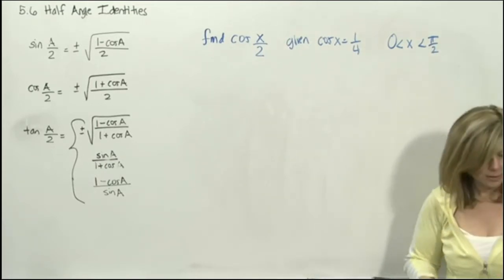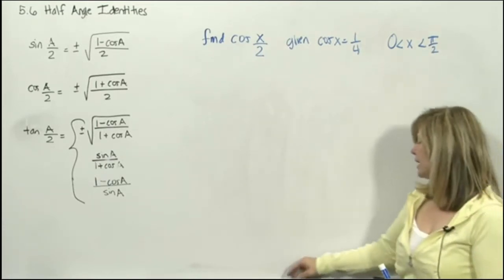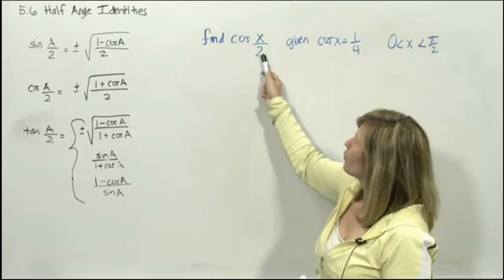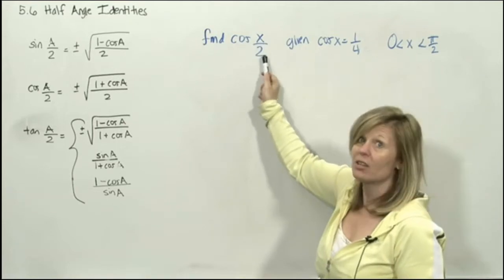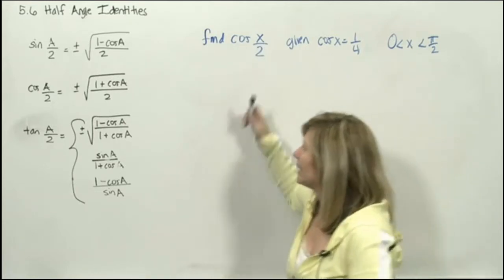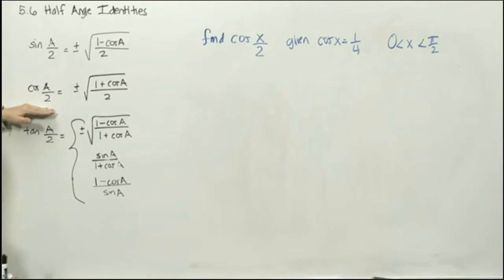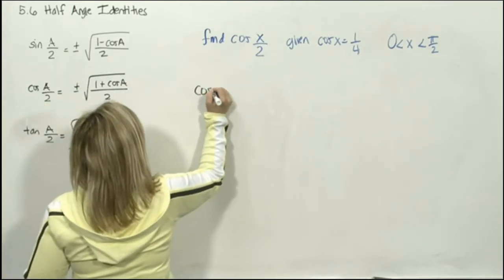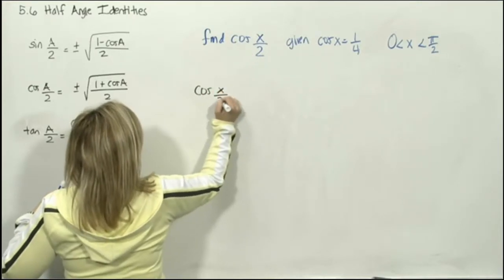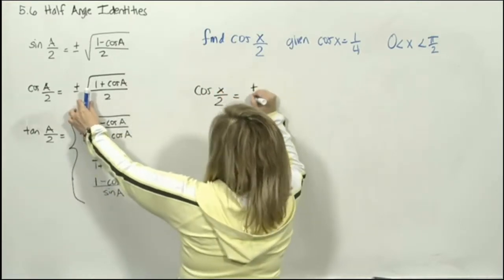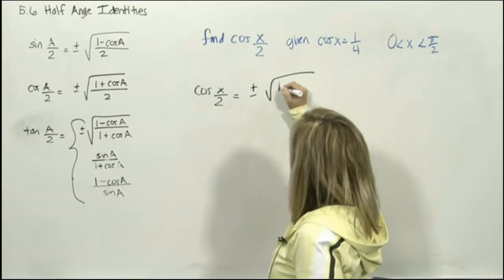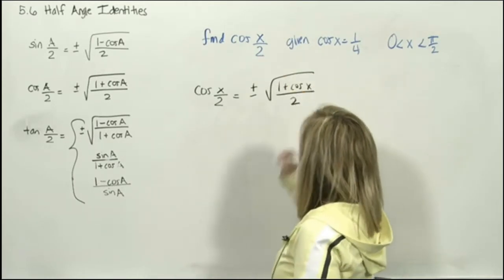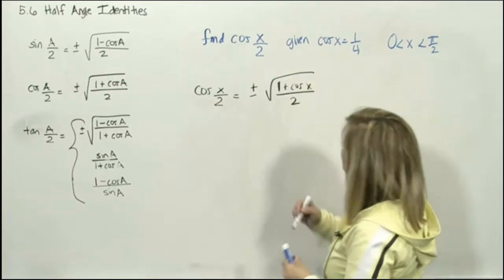All right, so our last example we're going to do with identities. Yay! We want to find the cosine of x over 2. So we know this is dividing by 2. This is a half angle identity. Okay, so we go here. There's only one choice. All right, we write it down. So you write cosine x over 2 equals plus or minus square root 1 plus cosine x over 2. That's the identity we have to use.